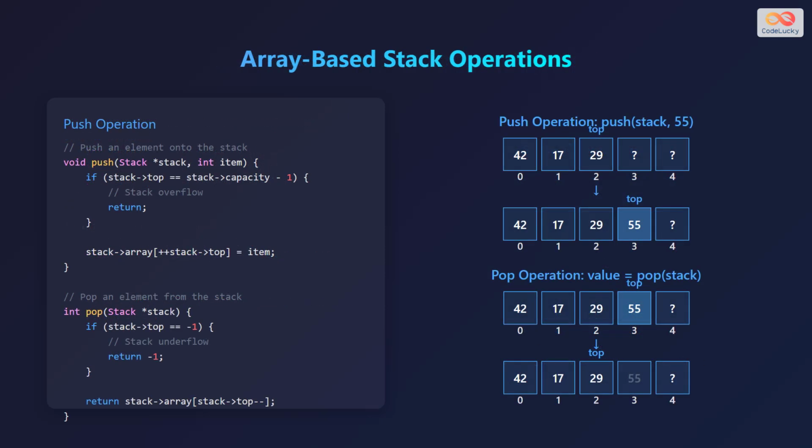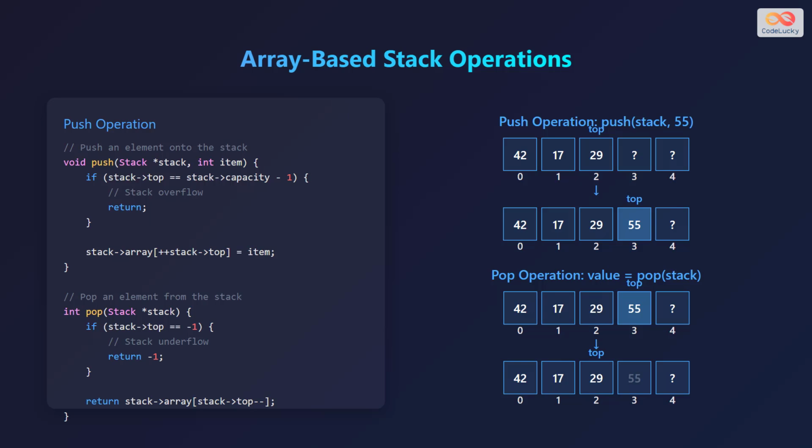Here's how we implement the push and pop operations for an array-based stack. For the push operation, the push function takes a stack pointer and an integer item as input. We first check if the stack is already full by comparing stack->top with stack->capacity - 1. If it is, it means that we cannot add more elements, and therefore we simply return from the function. Otherwise, we increment stack->top, and then assign the new item to the array at that incremented index.